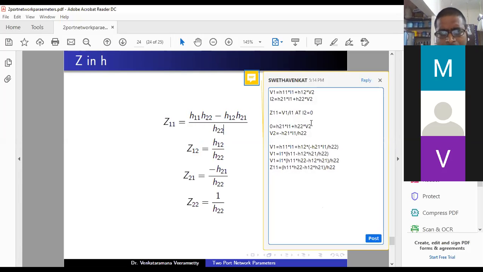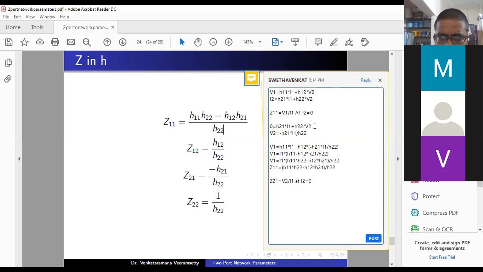Similarly, we can find Z21. Z21 equal to V2 divided by I1 at I2 equal to 0. If we replace I2 equal to 0 in the H parameter equations, then we have 0 equal to H21 into I1 plus H22 into V2, right?